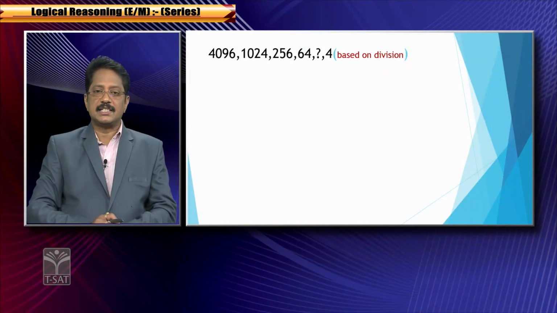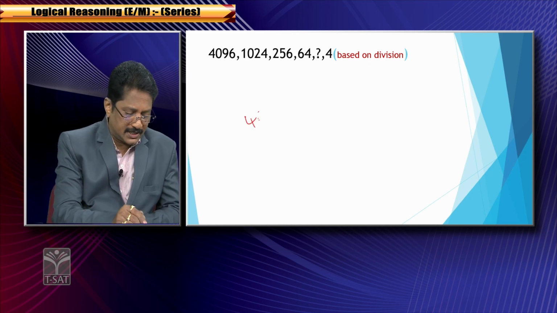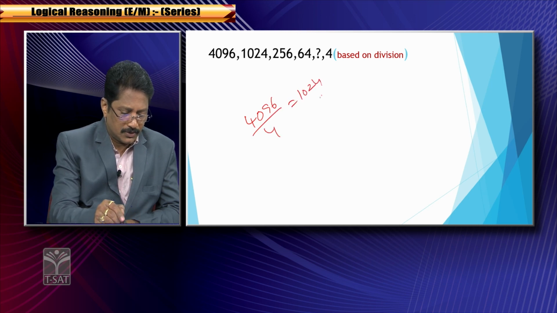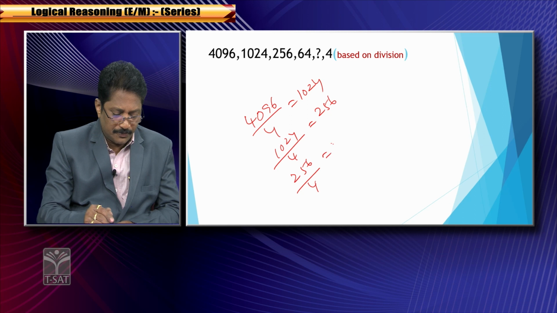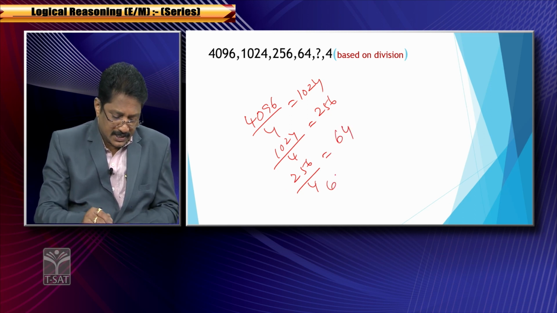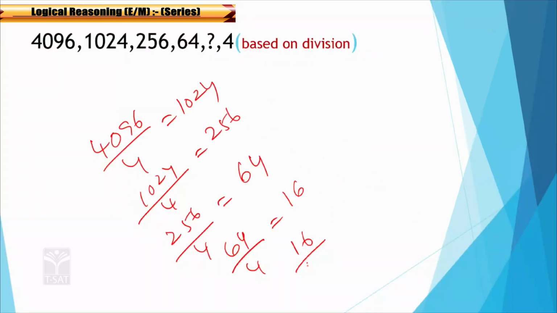Now, we will see division. 4096, 1024, 256, 64, and what is the next number? And the last one is of course 4. It is very clear. So, it is a division by 4. 4096 by 4 is 1024. 1024 divided by 4 is 256. 256 divided by 4 is 64. When 64 is divided by 4, we get 16. When 16 is divided by 4 is 4. So, the missing number is 16. 16 is the answer. So, this series is based on division.